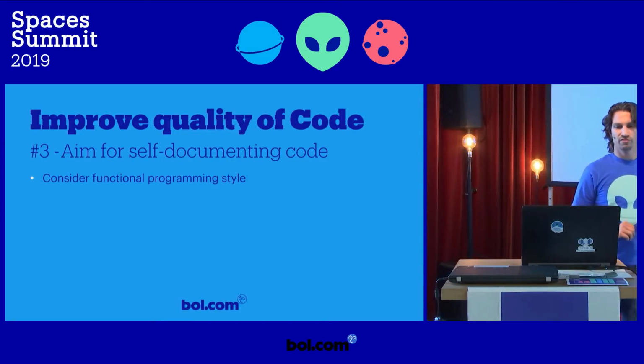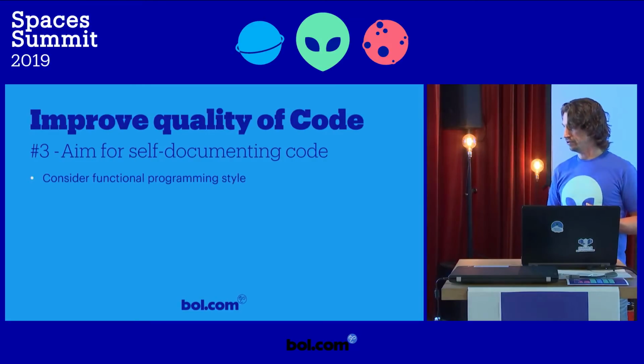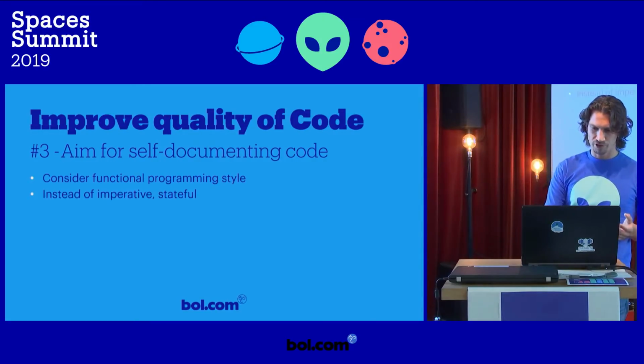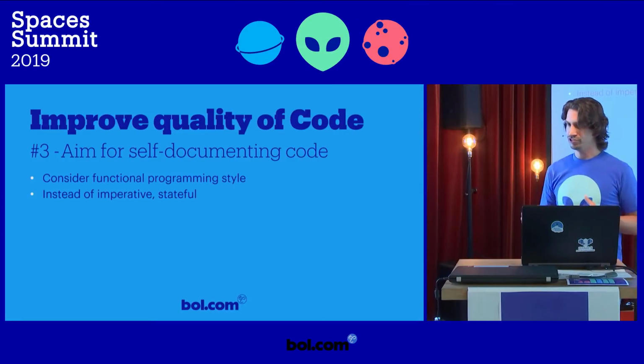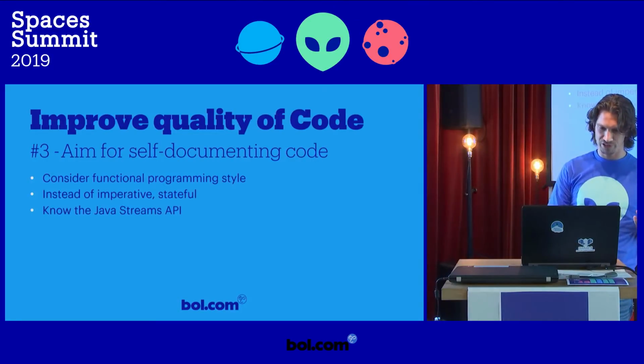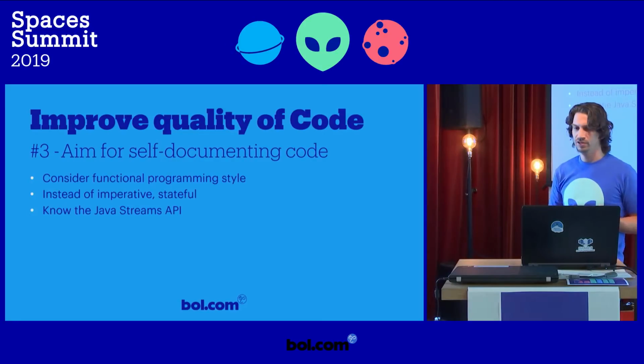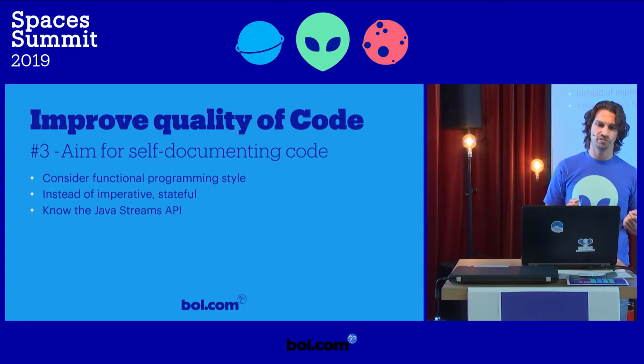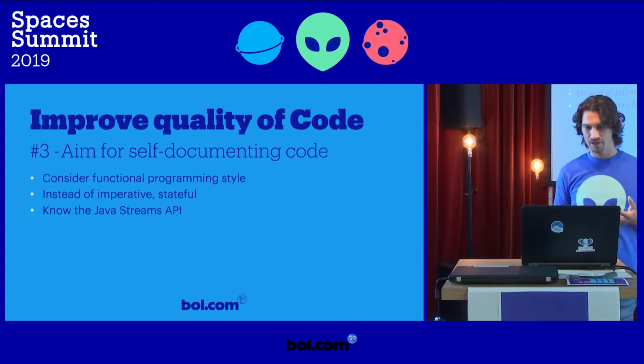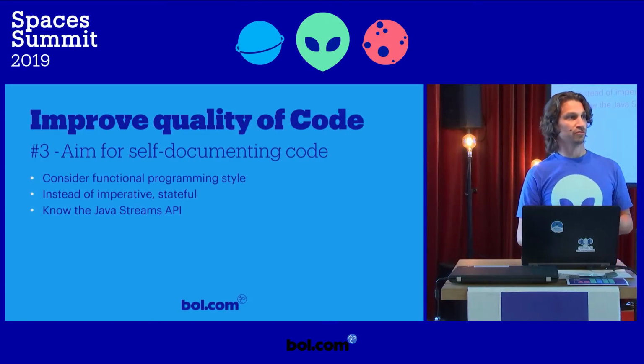Sometimes also a functional programming style can help you to write self-documenting code, rather than an imperative programming style using state. The Java Streams API, for example, is an example of a functional programming style in Java, and you can use that to your advantage.